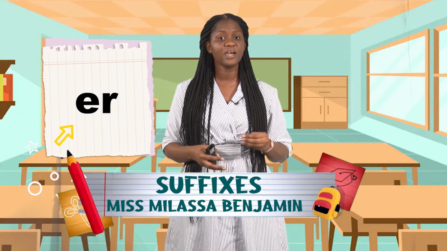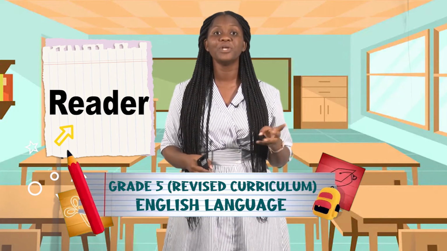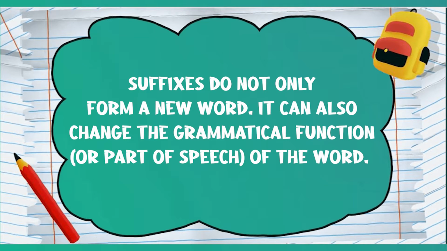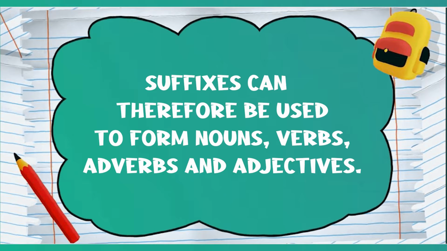Let's take, for example, the verb read. This verb can be turned into a noun by adding the suffix er, and so read becomes reader. Likewise, by adding the suffix able, the verb read now becomes an adjective, readable. Sounds like magic. Thus, boys and girls, suffixes do not only form a new word, but also change the grammatical function of the word, for example, from one part of speech to the other, verb to adjective. Suffixes can therefore be used to form nouns, verbs, adverbs, and adjectives.